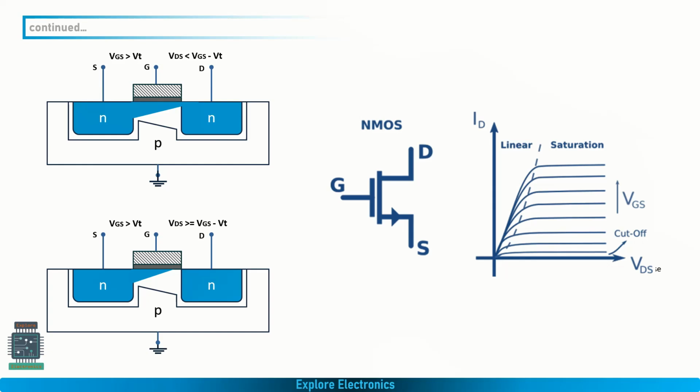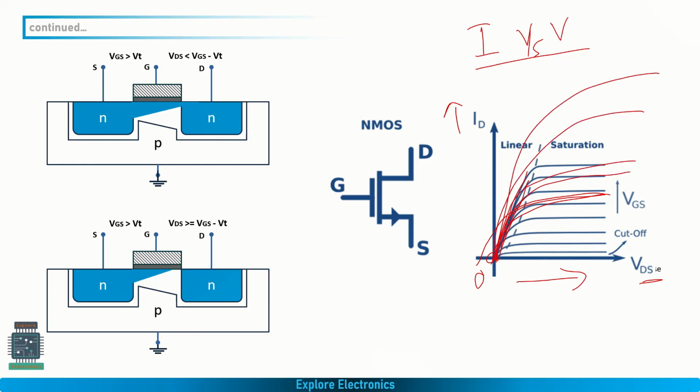If you look at the transfer characteristics, that is current versus voltage, you can see here: this is VDS, this is ID. We start applying from 0. When VDS is equal to 0, there is no current. As VDS increases, you can see the current also increasing. For any particular value of VGS, this might be the curve. If VGS increases, current also increases. If VGS increases further, current also increases.